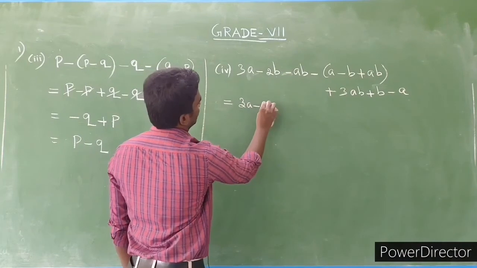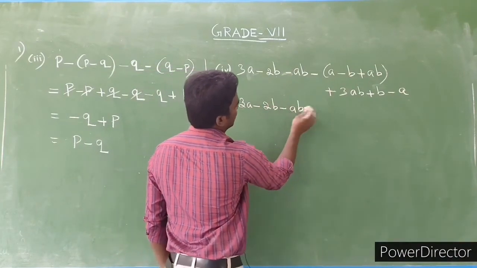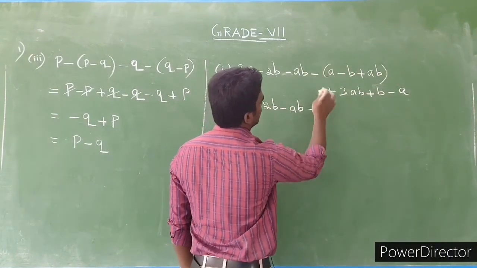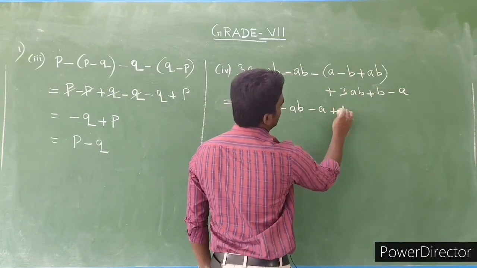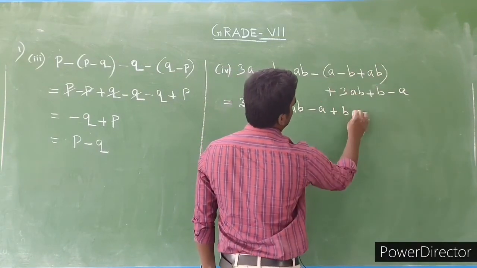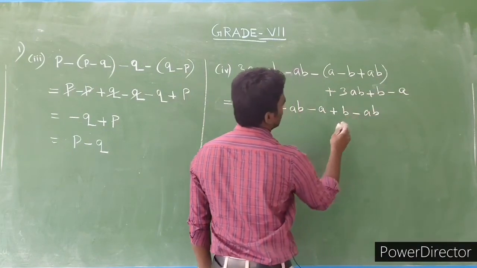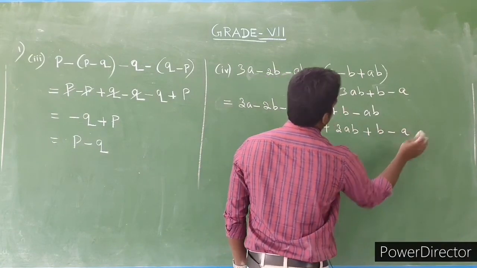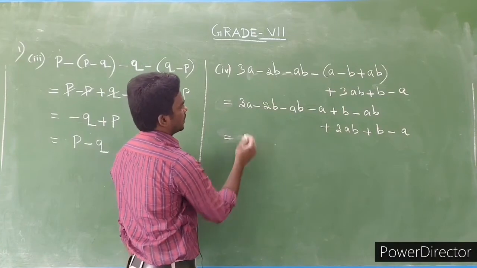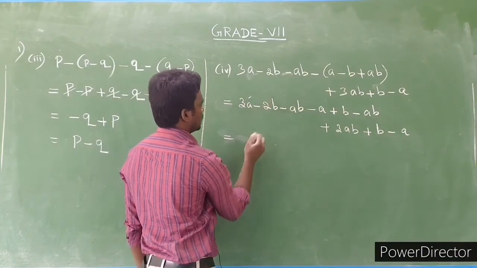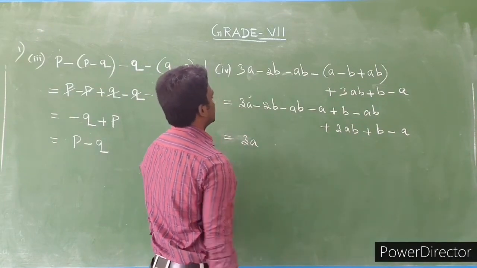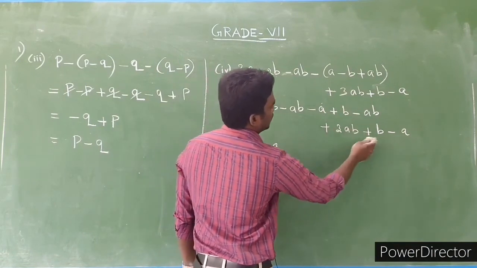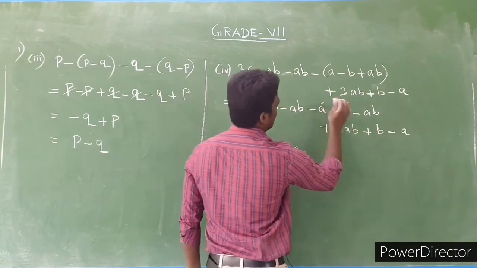First 3a minus 2b minus ab. Next we can apply the minus sign within the bracket. Minus into plus, what is that? Minus a. Next minus into minus, plus b. Next minus into plus, what is that? Minus ab. Next plus 3ab plus b minus a. So first we want to write the variable a: 3a. Which terms contain the variable a? 3a minus a, and again minus a.